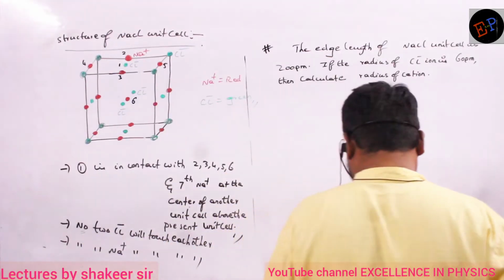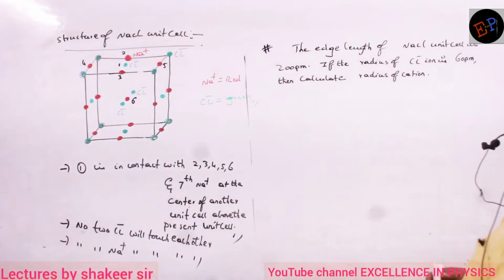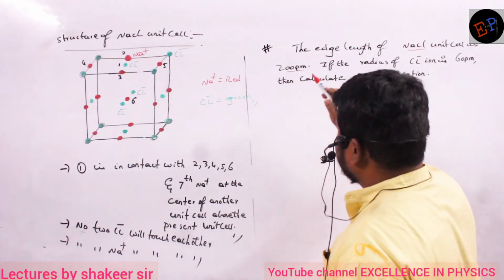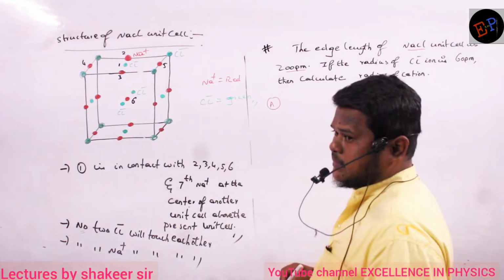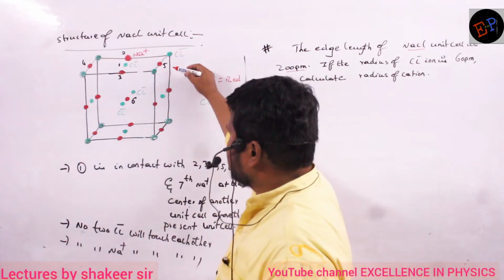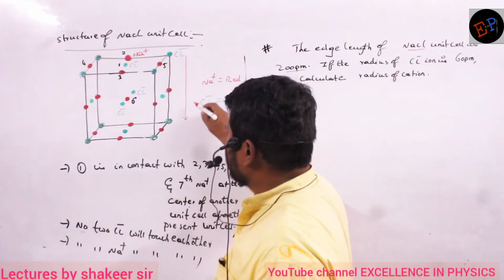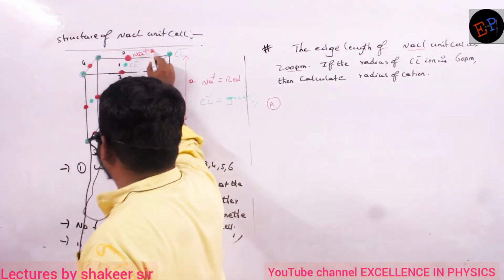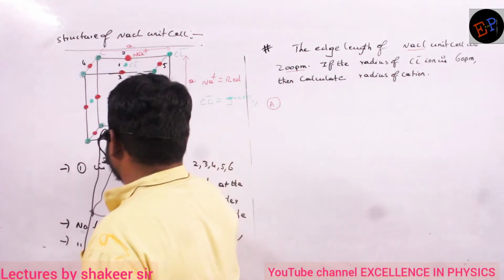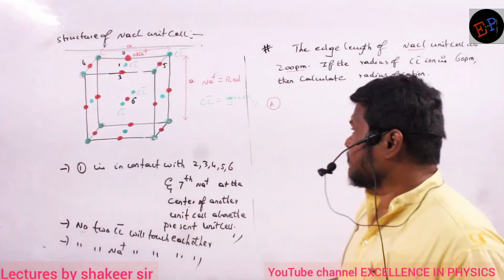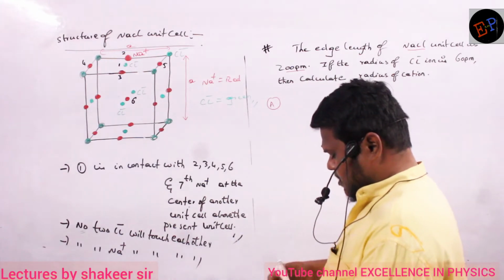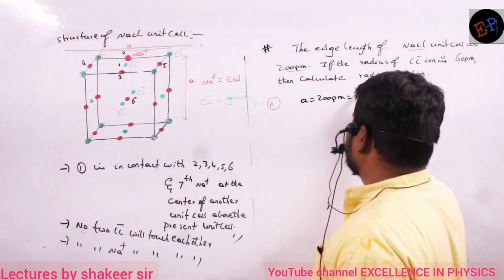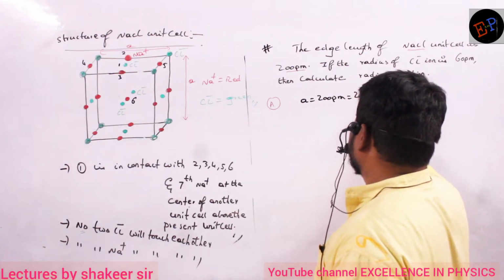See this question. The edge length of the NaCl unit cell is 200 picometer. Now what is meant by edge length? Edge length means this length. This is called one edge length, represented by a. This is the edge length, this is also the edge length. So the edge length given is 200 picometers, which is 200 into 10 power minus 12 meters.